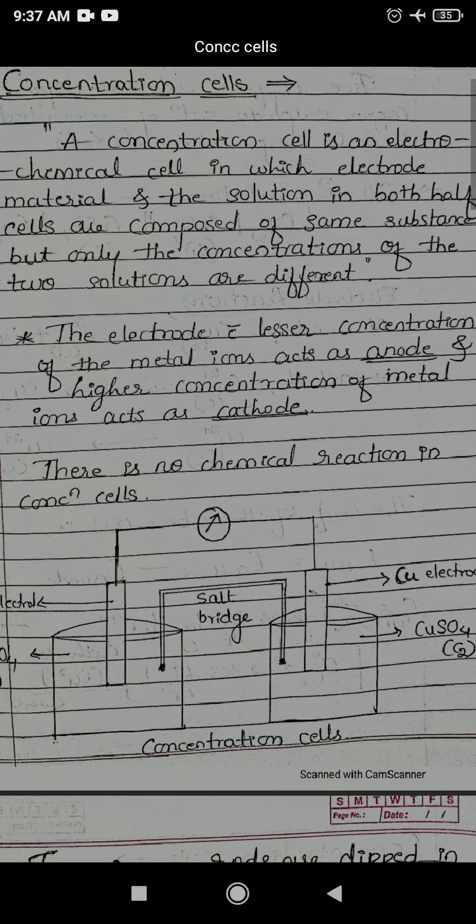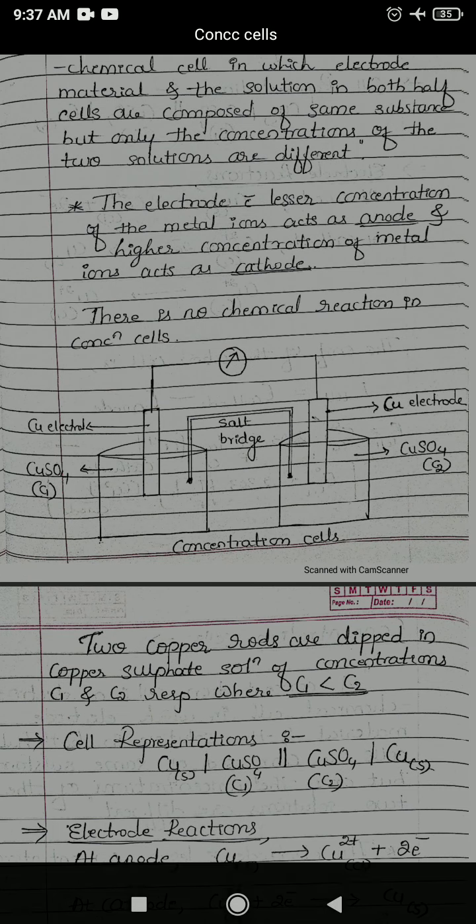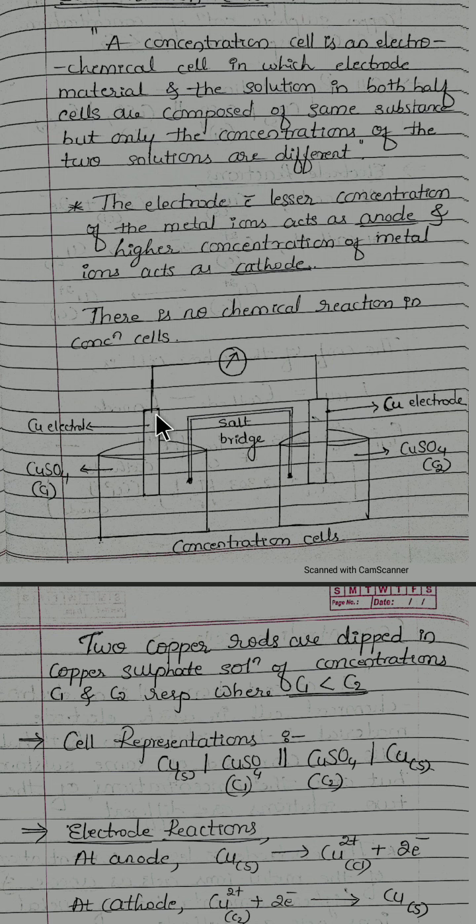I hope you can see the diagram clearly, and if you observe it carefully, we can see here that two electrodes, the anode electrode and the cathode electrode, are made up of the same material, that is copper. So by using copper electrode on the anode side, and even on the cathode side you have copper electrode. These two electrodes are dipped in the solution of copper sulfate itself. So here you can see this is copper sulfate, and here also this is copper sulfate.